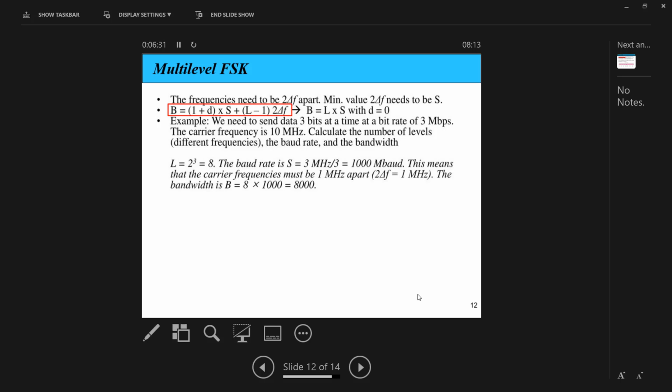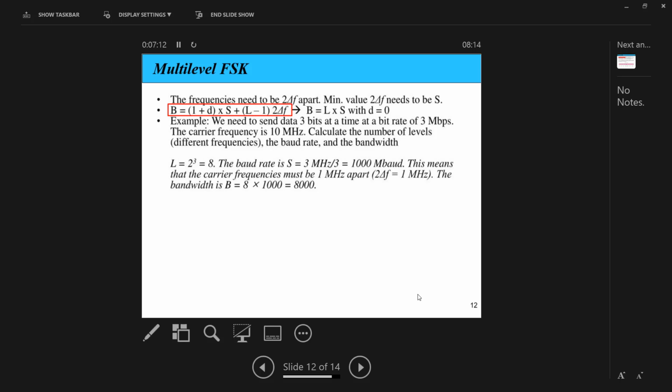Right. At a bit rate of 3 megabit per second. So the bit rate N equal 3 megabit per second. So what will be S? N divided by 3? S equal to N over r. So it will be 1 mega, not 1000. Yeah, it's written 1000 in the example direct from the book, as a typo. That should be 1 megabaud.